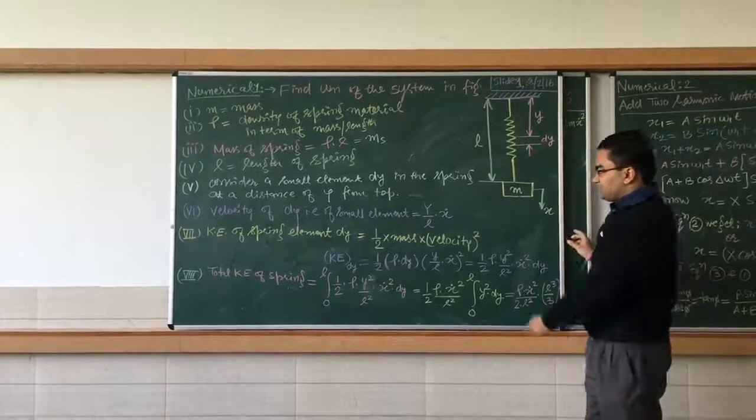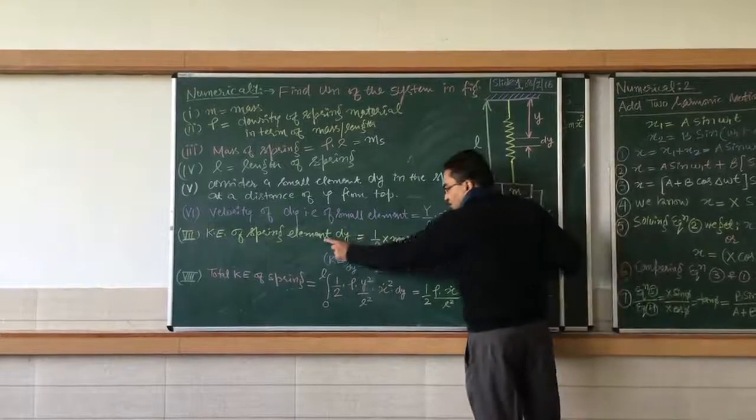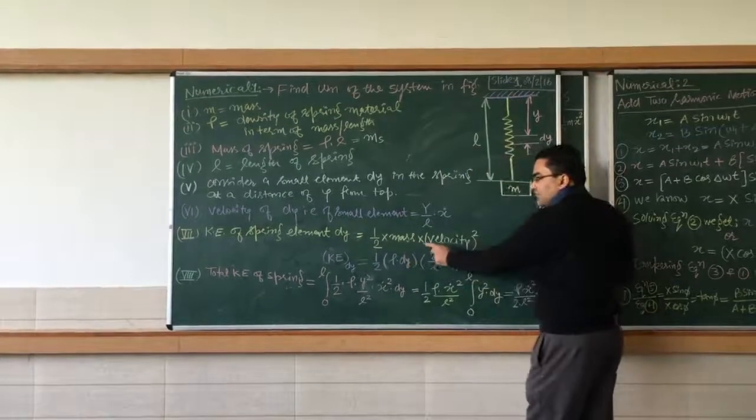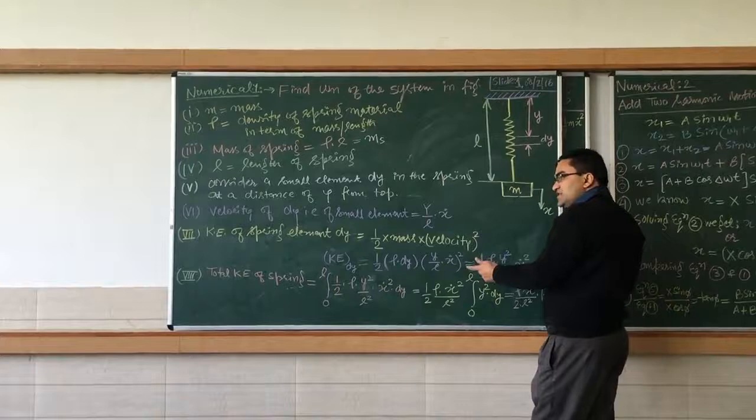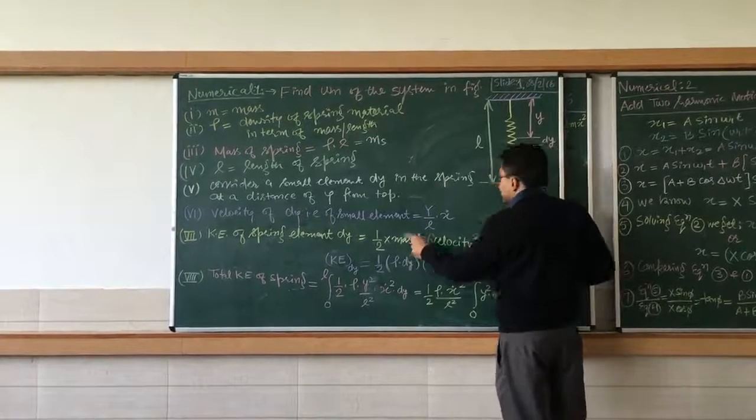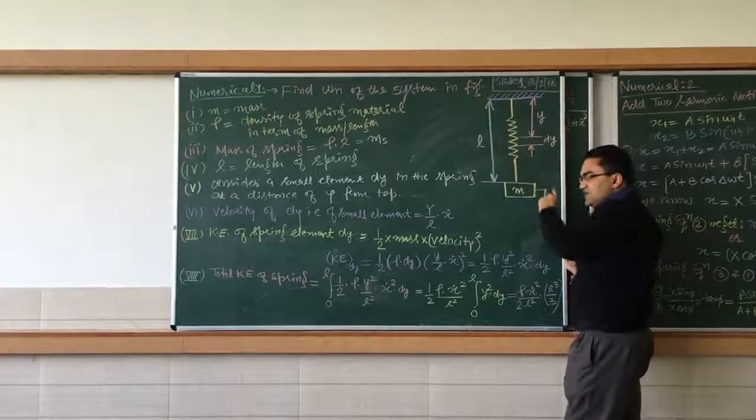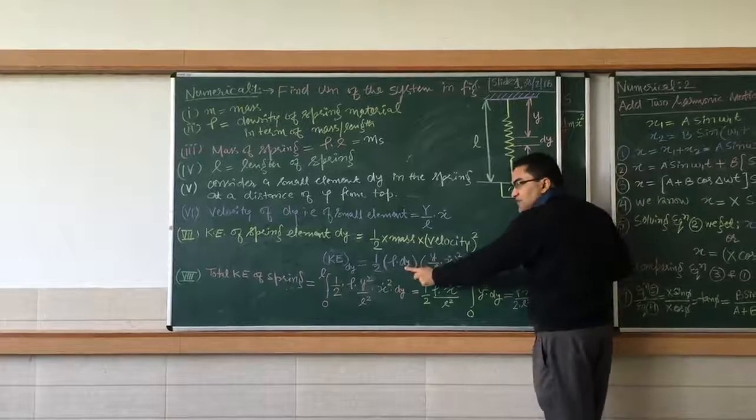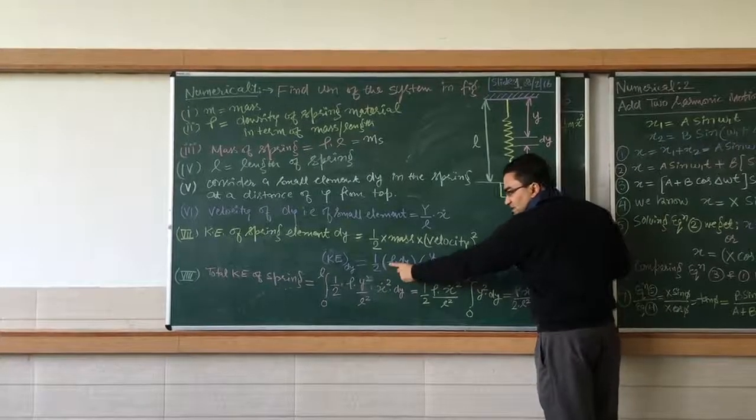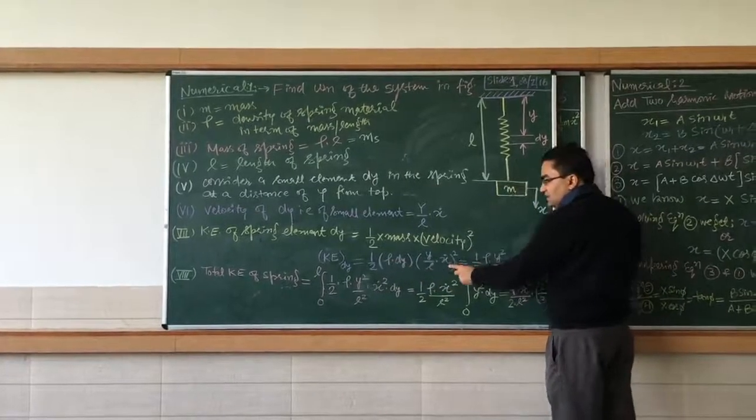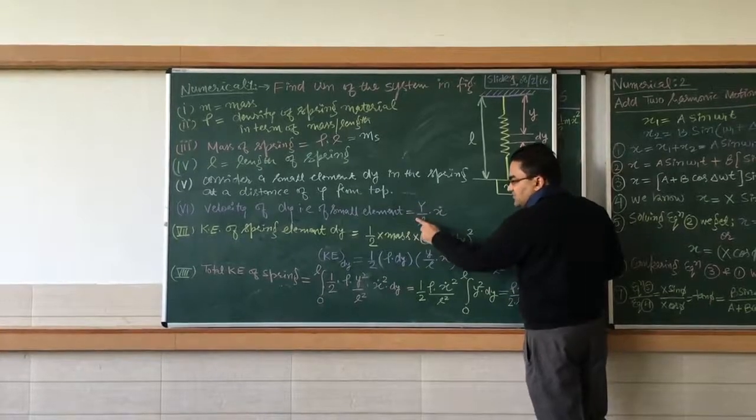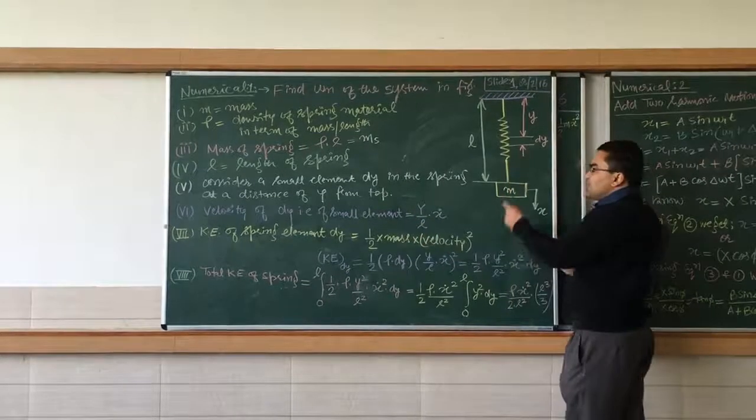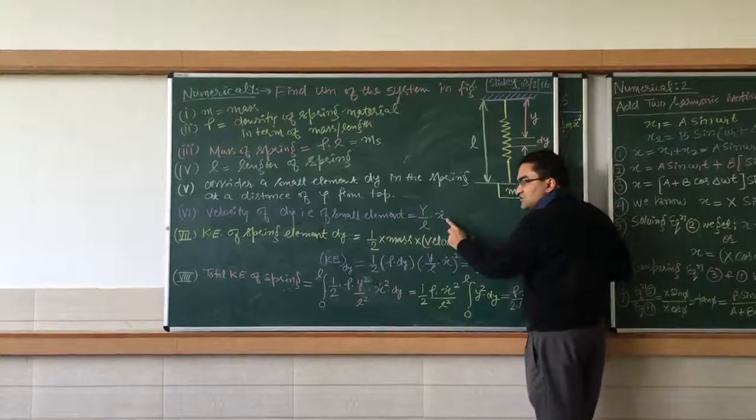Next point, the kinetic energy of the element will be equal to half of the mass into velocity whole square. So the mass of this element will be equal to density multiplied by the length of this element, into the velocity. Velocity we have calculated from here. Let the velocity for the complete length be x dot.